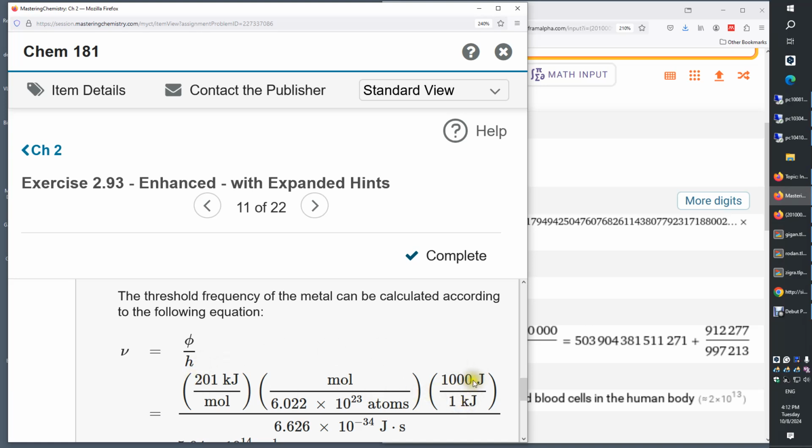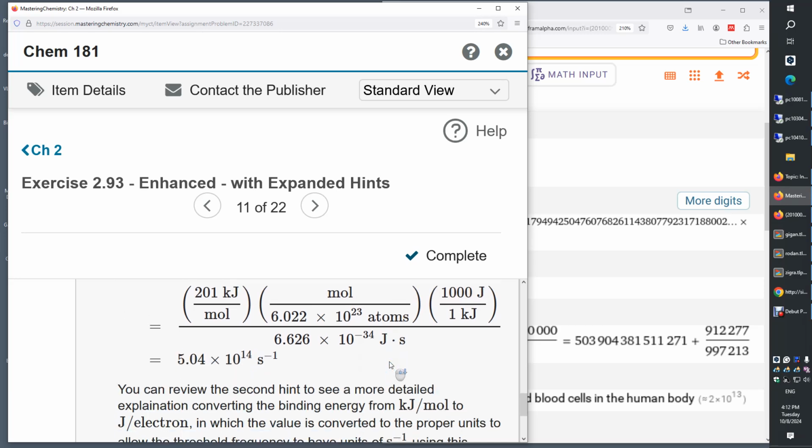So on top, 1, 2, 3, there are 3 terms. The product of the 3 terms would be the amount of energy required to remove 1 electron. And that's the minimum energy of the photon we need. The energy of the photon divided by the Planck constant, we get the frequency. This is second to the power of negative 1, or inverse second, or hertz.